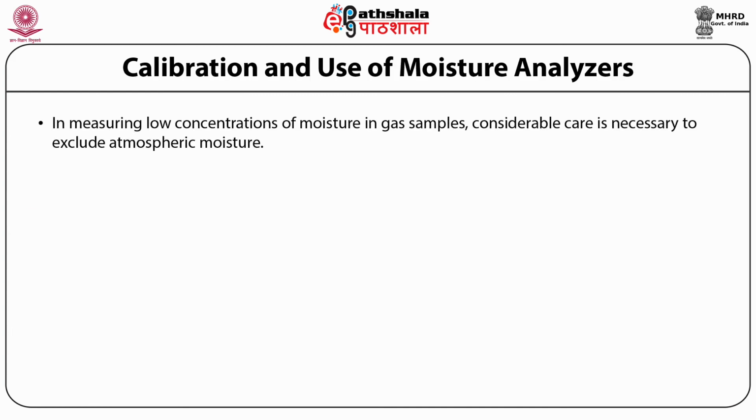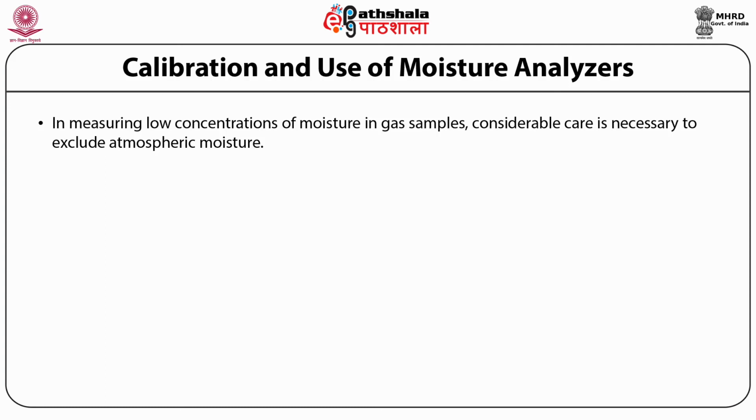In measuring low concentrations of moisture in gas samples, considerable care is necessary to exclude atmospheric moisture. Rubber and many plastics are permeable to moisture and therefore cannot be used. Small leaks in the system cannot be tolerated because atmospheric moisture will back diffuse into the system even against a high sample pressure. This occurs because the moisture diffusion rate is determined by the difference between the partial pressures of water vapor in the sample and in the surrounding atmosphere, and not by the difference in the total pressure. Similar considerations also apply to oxygen analyzers.